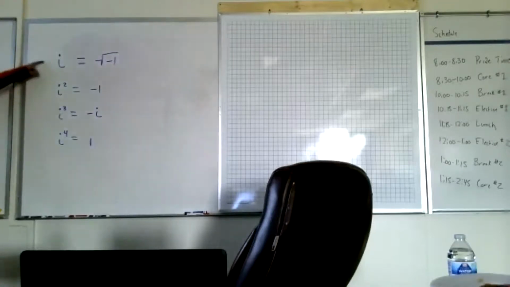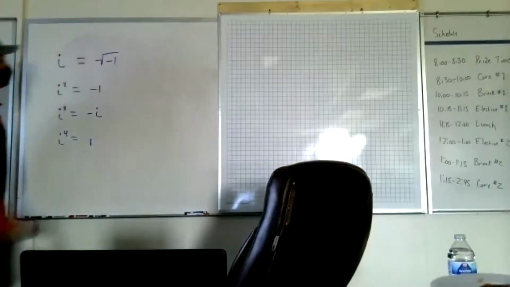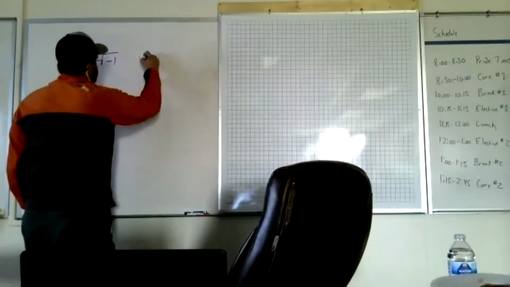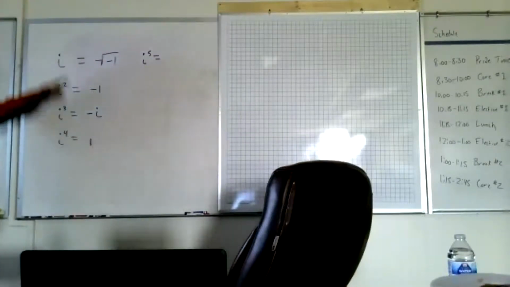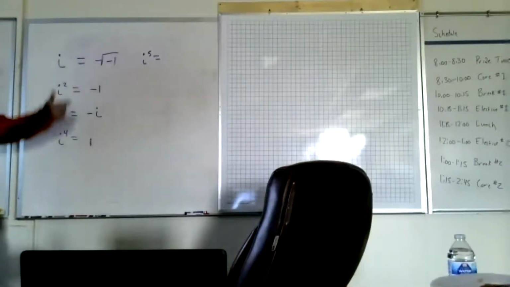So what this is, it's a pattern. Okay, it's always going to repeat itself. Right? And there's different stages. So knowing this, if I went to i to the 5th power, it would be 1 times i, which would just give me i.